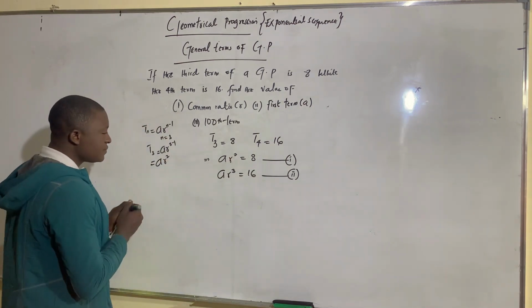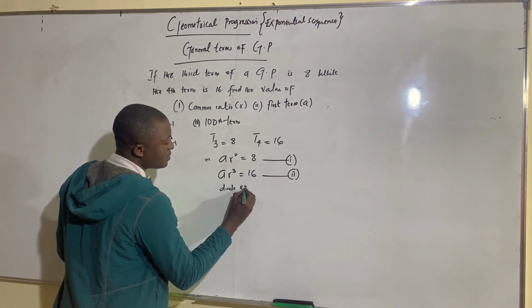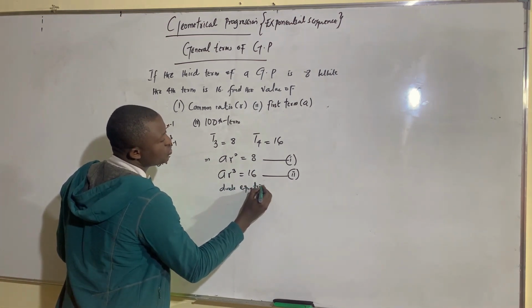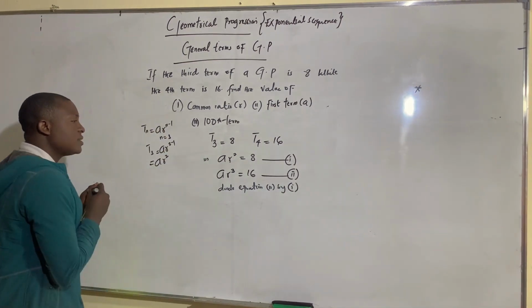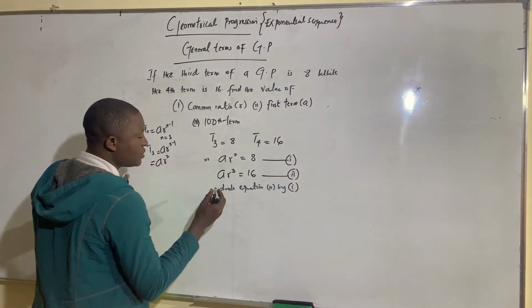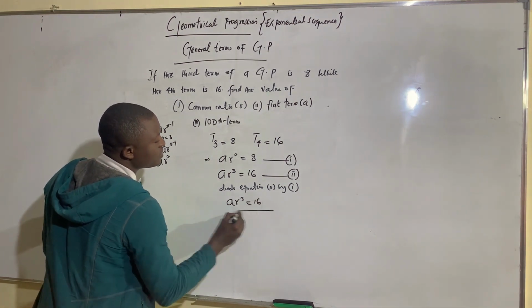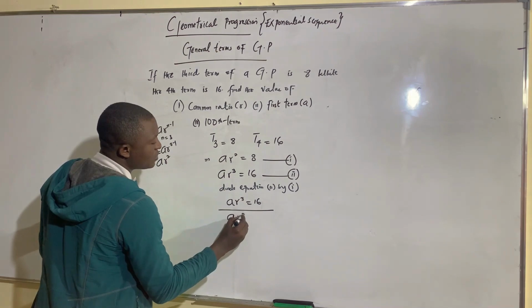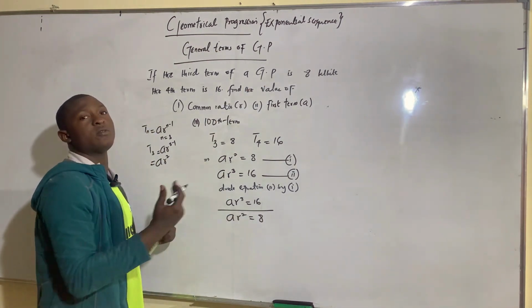How? Divide equation 2, the bigger one, by equation 1. Equation 2 is AR cube equal to 16, divided by AR square equal to 8. That is the bigger one over the smaller one.